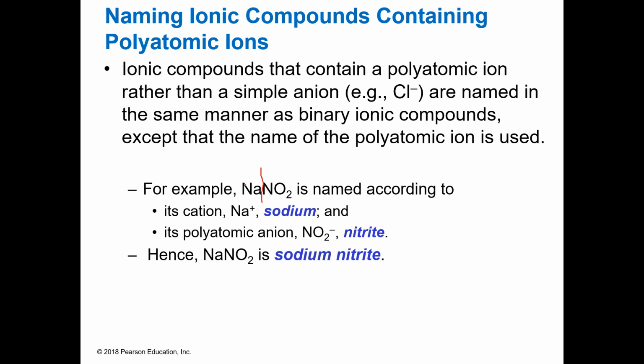It's still an ionic compound. Your metal is going to hold its elemental name. And then whatever this polyatomic ion is, that's the name it's going to hold. So you're going to look at your chart right now and say NO2, that's nitrite. So this would be sodium nitrite.